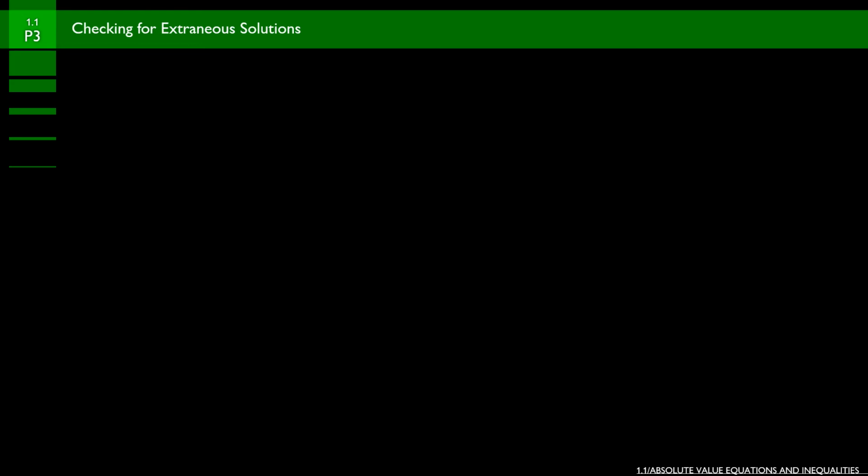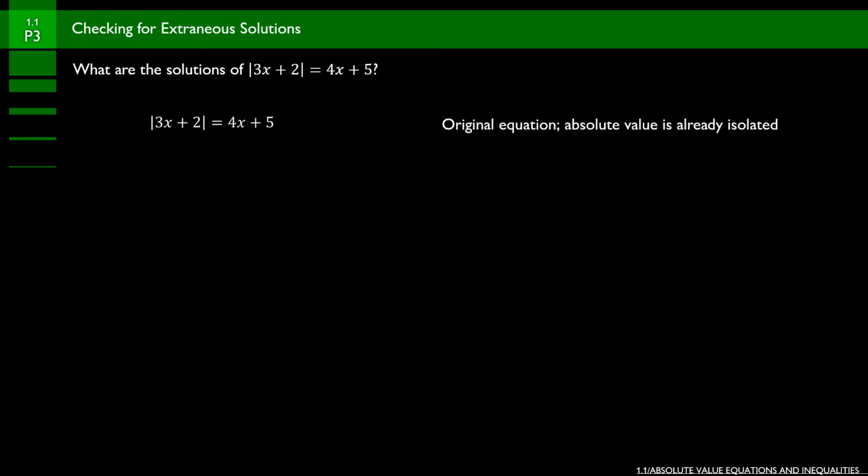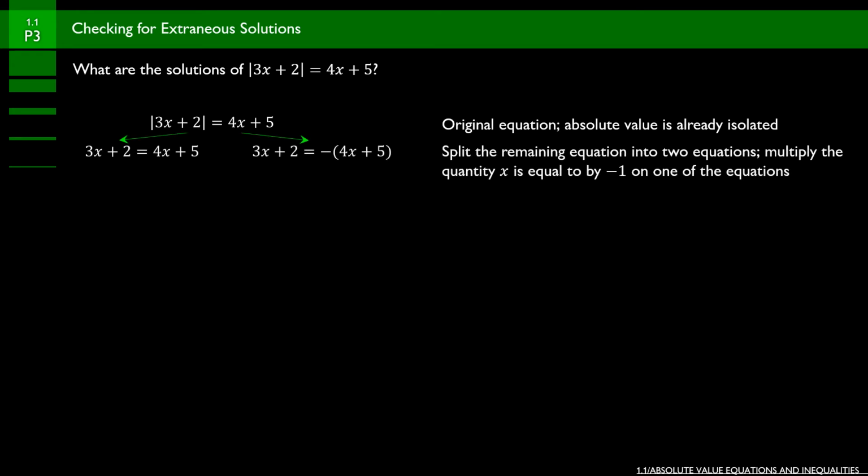So we're going to look at what are the solutions of the absolute value of 3x plus 2 equals 4x plus 5. Again, with this equation, the absolute value is already isolated, so we're going to go straight to breaking the equation into 2. 3x plus 2 equals 4x plus 5. And 3x plus 2 equals negative quantity of 4x plus 5. Notice that in this second equation, we've got the negative multiplied against the entire quantity. You have to multiply the negative 1 through all the terms in order to do these correctly.